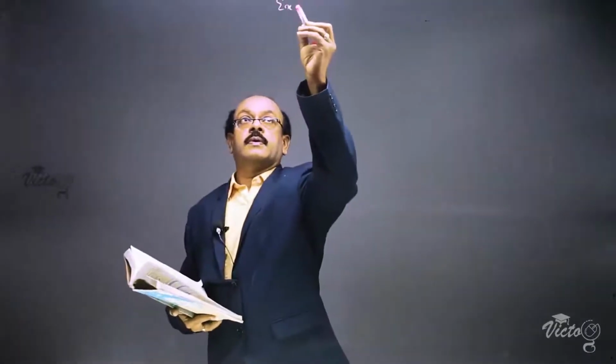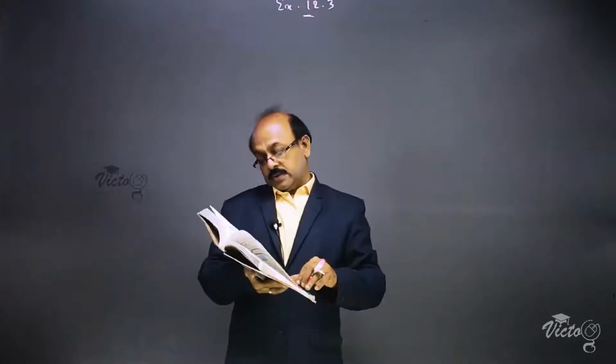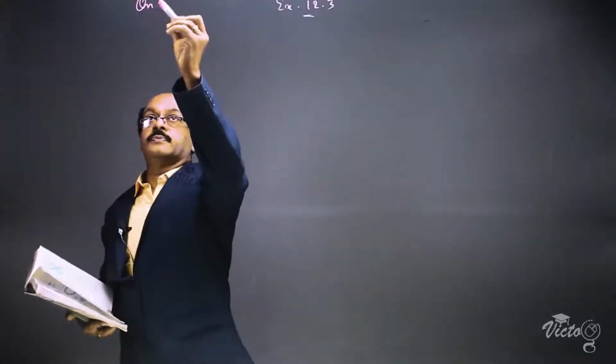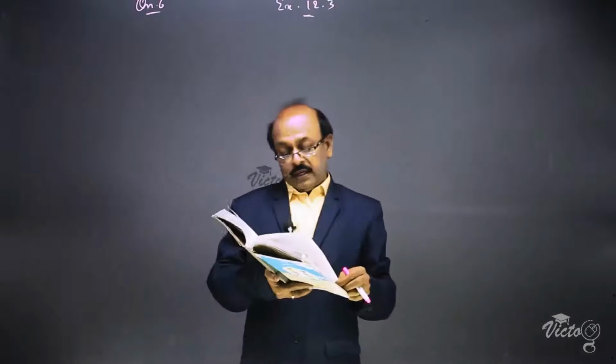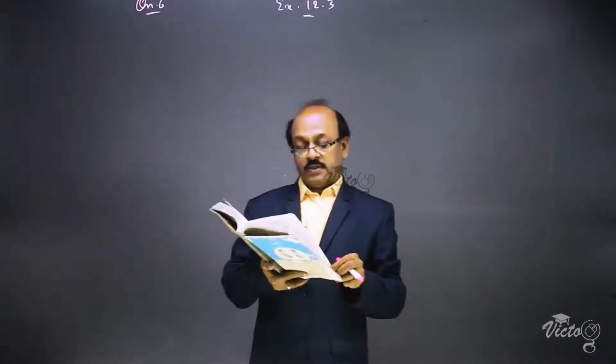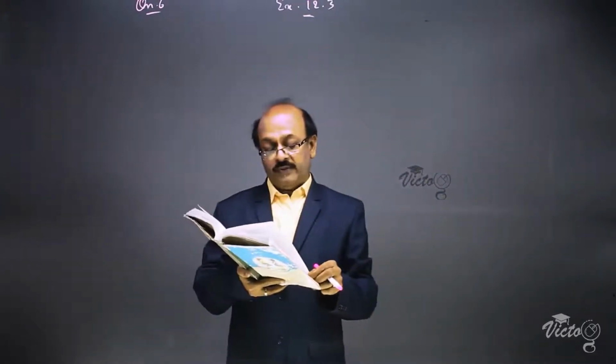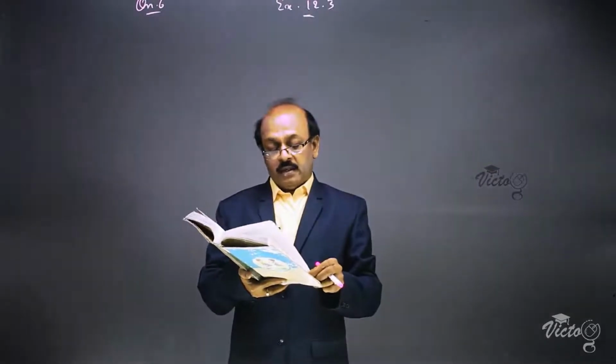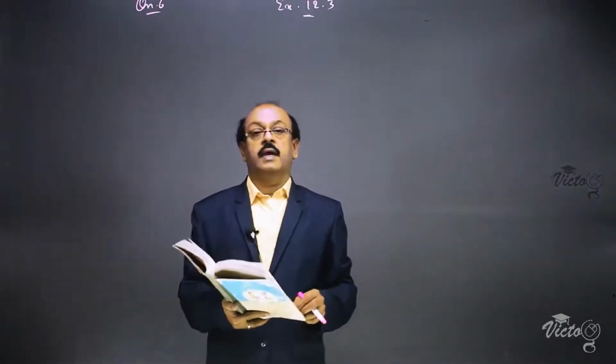Exercise 12.3, question number 6. The question is, in a circular table cover of radius 32 cm, a design is formed leaving an equilateral triangle ABC in the middle as shown in the figure. Find the area of the design.